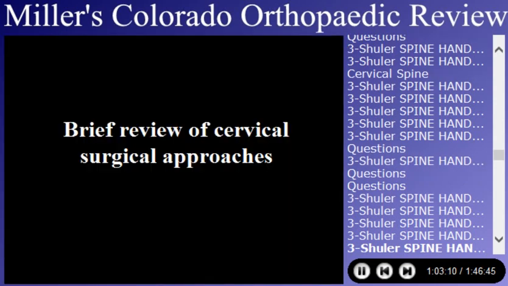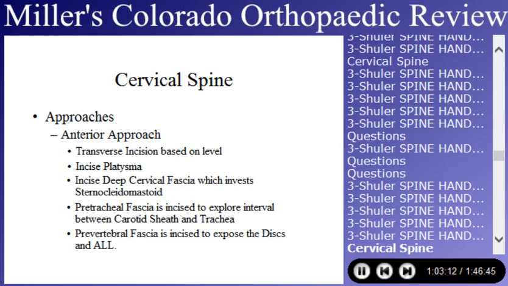Brief review of cervical approaches, and we're not going to cover too much on this. Anterior approach: incise the platysma, doing the incision at the level you're going to work with. Incise the deep cervical fascia, investing the sternocleidomastoid muscle. The pretracheal fascia is then incised. You go between the space of the carotid sheath and trachea, and then you have the prevertebral fascia exposed.